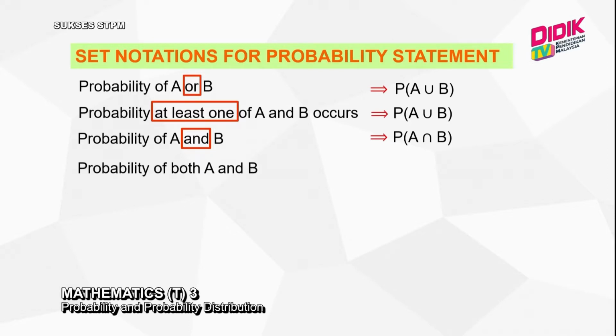Then probability of both A and B. So the key word here is both. So we get the same set notation: probability of A intersect with B.